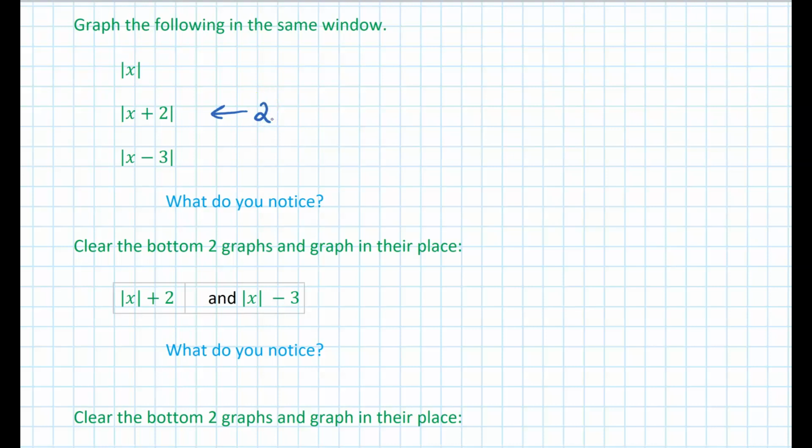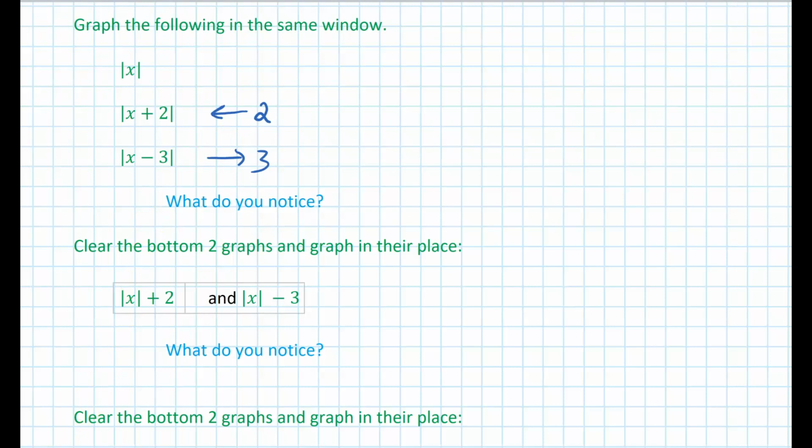Okay, what happened when you did the minus 3? Same thing, but it goes right by 3. Thank you. Okay. All right. So I want you to go ahead and delete those bottom 2 graphs and now graph the absolute value of x plus 2 on the outside and also minus 3 with it on the outside.